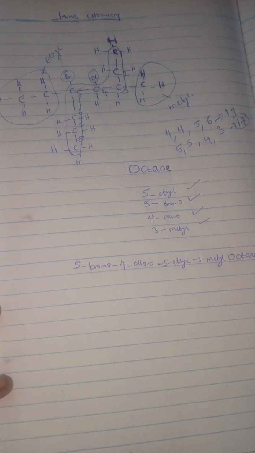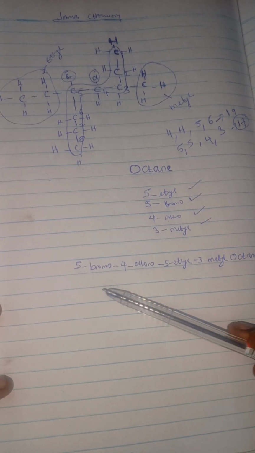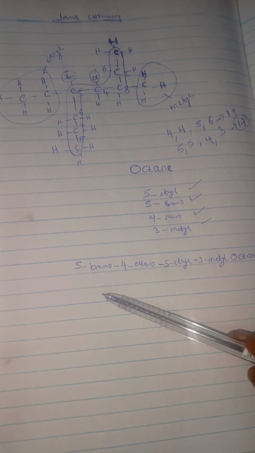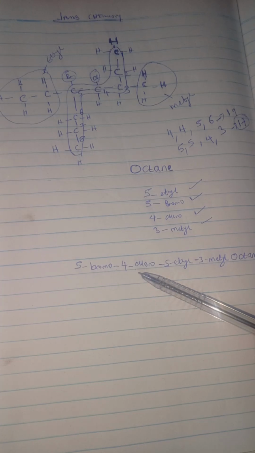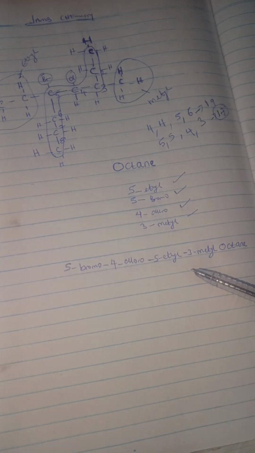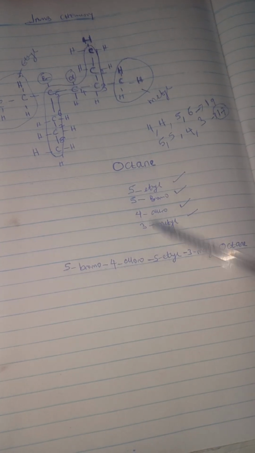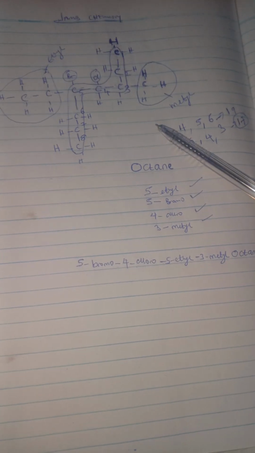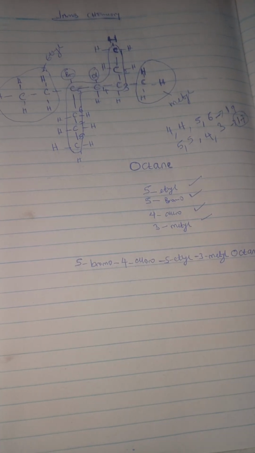Therefore, the name of this compound is what? 5 bromo, 4 chloro, 5 ethyl, 3 methyl octane. So this is the name of this particular organic compound. So I hope I'm able to explain the rules you need to know on how to name alkanes.